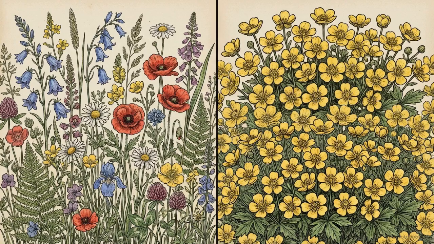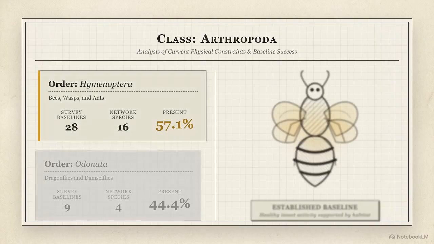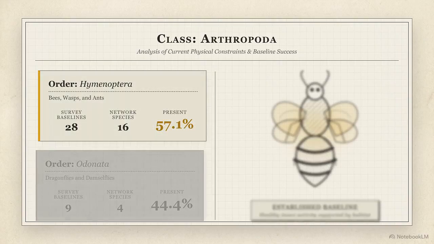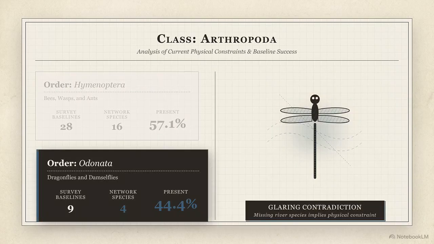The specific outcome is visible in massive, unbroken swaths of a single dominant species, like wild carrot, or dense fields of meadow buttercup. The flora data reveals how historical land management creates lasting shifts in local biodiversity, persisting long after the practices have ceased. Moving down to the arthropod section, we shift our analysis from historical impact to current physical constraints. The Hymenoptera order, bees, wasps, and ants, shows strong success at 57.1%, serving as a baseline for healthy insect activity. This success links directly back to the vast flower-dense grasslands of Sid Meadow.